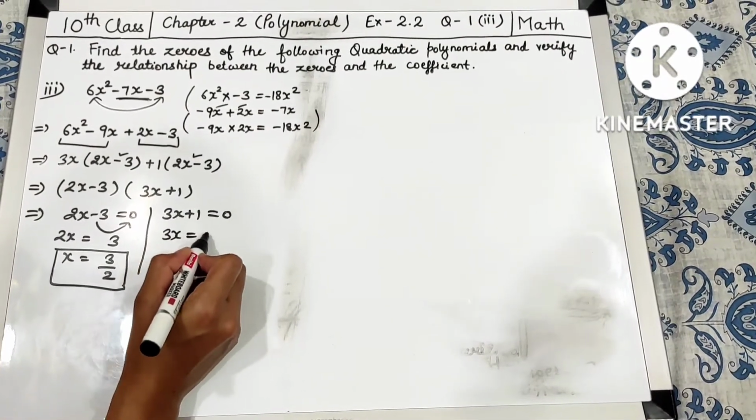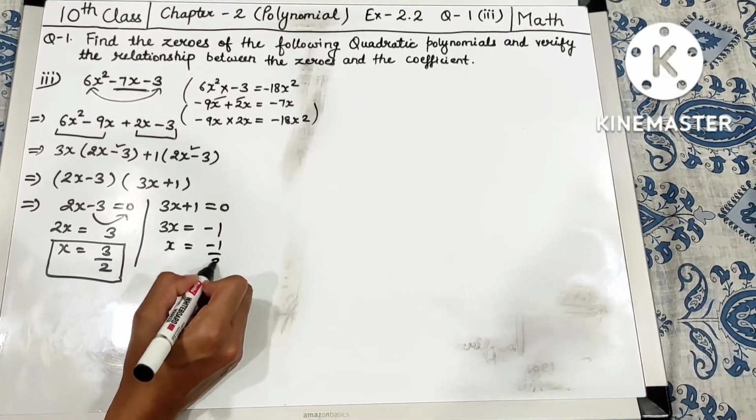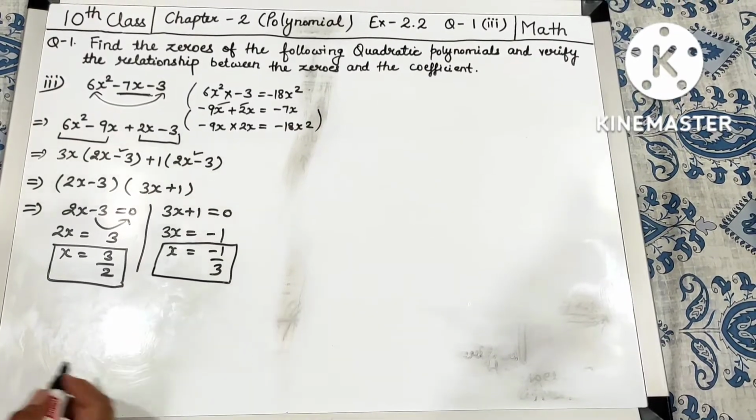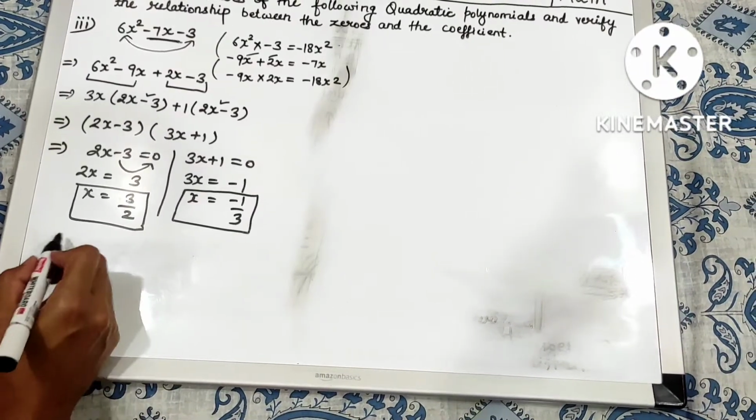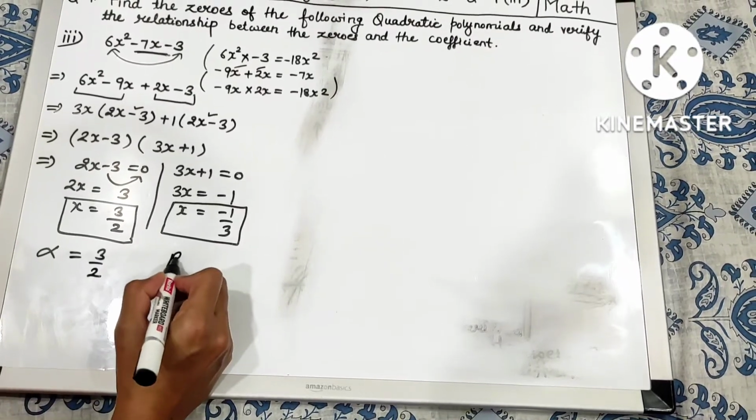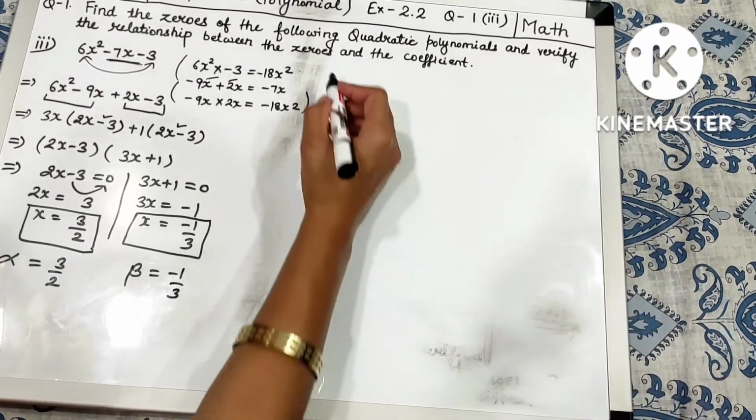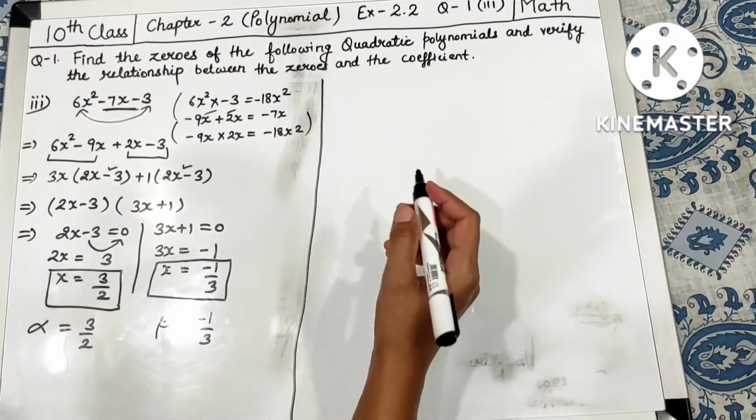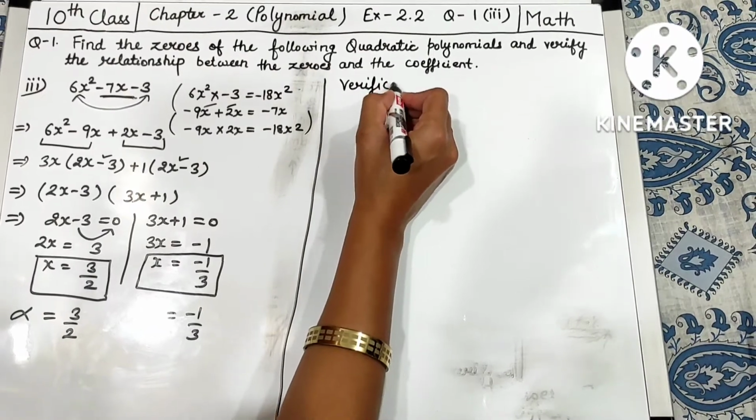3x is equal to minus 1. x is equal to minus 1 by 3. So these are the two zeros of this equation, and we can take these as alpha is equal to 3 by 2, beta is equal to minus 1 by 3. In this question we have to verify your answer also. So now we will do verification.